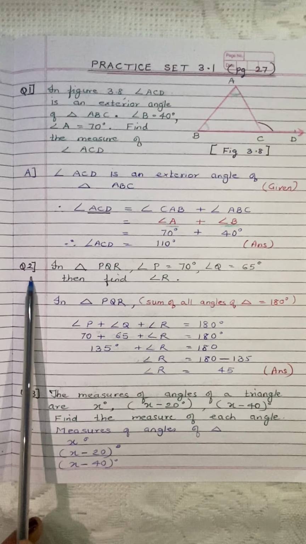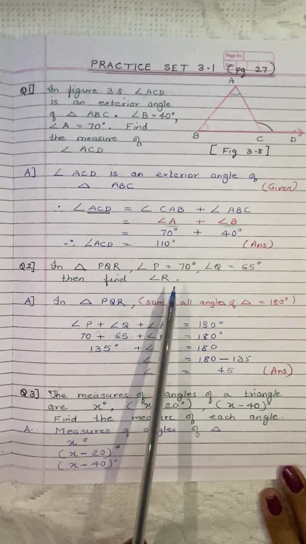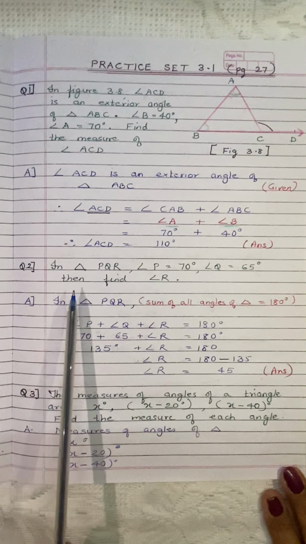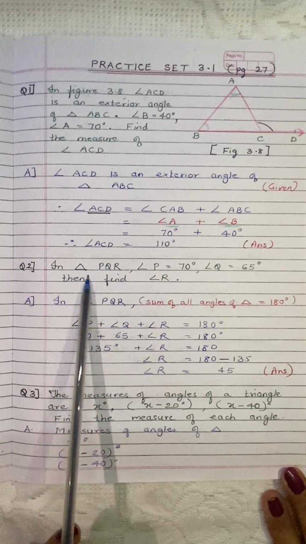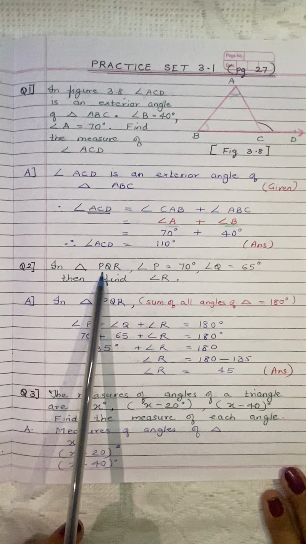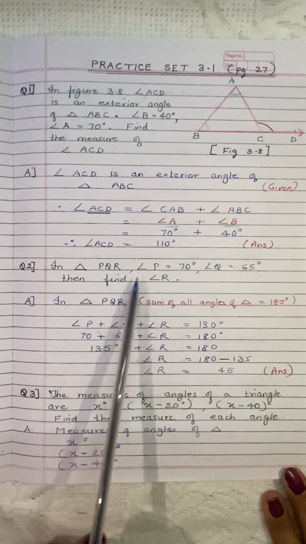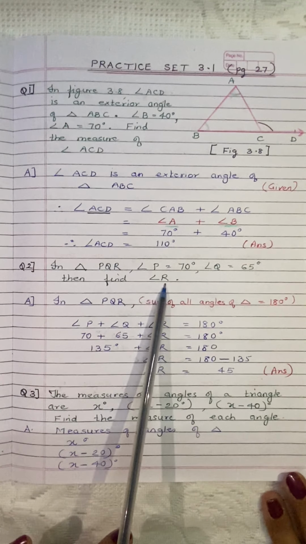Question 2, in triangle PQR, angle P is 70 degrees, Q is 65 degrees, then find angle R. Now when we say triangle PQR, it means the triangle has 3 sides, 3 angles, and the names of those angles are P, Q and R. Now we are given the measures of two angles. We can find the measure of the third angle.